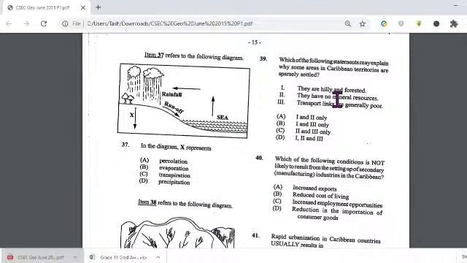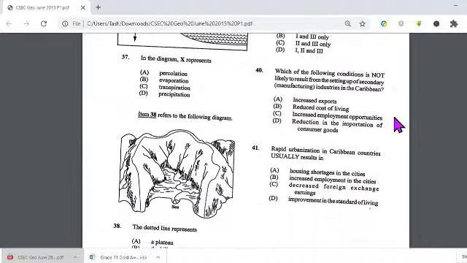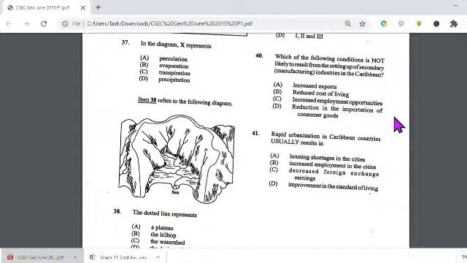Okay? So we are at number 40. Which of the following conditions is not likely to result from setting up secondary industries in the Caribbean? Secondary industry, that's your manufacturing industry. Which of the following conditions is not likely to result after you set up employment opportunities?